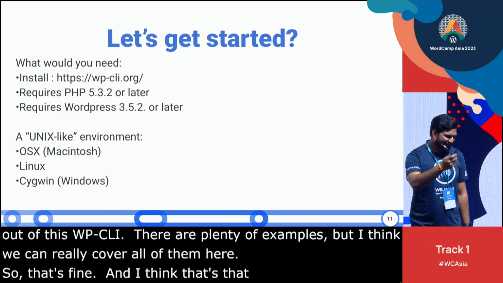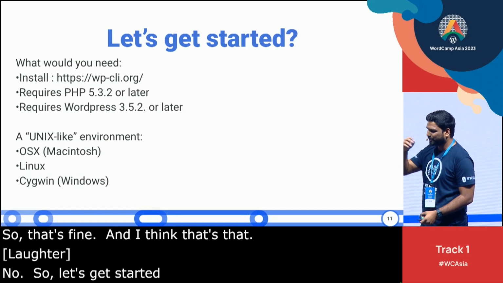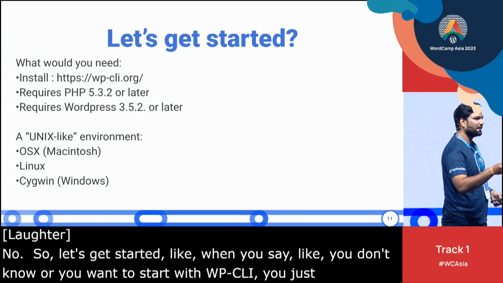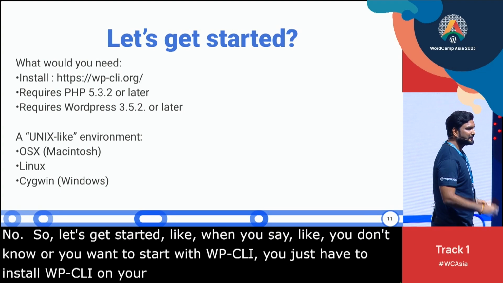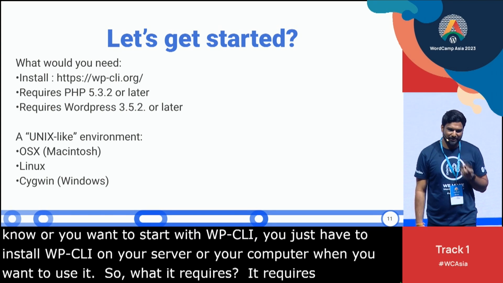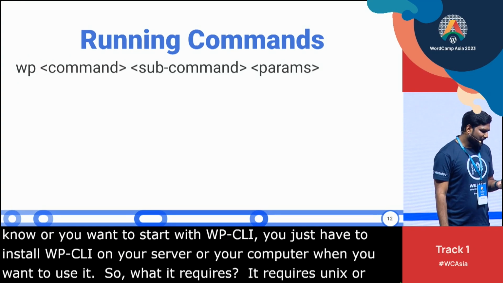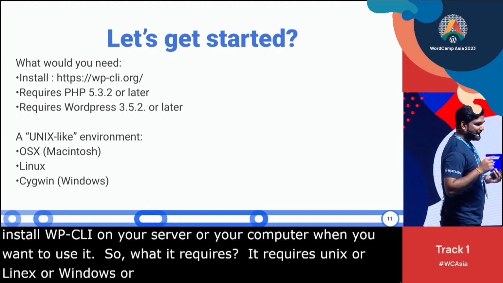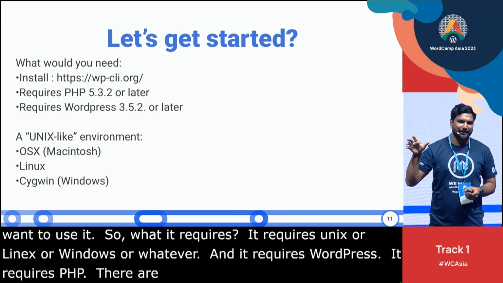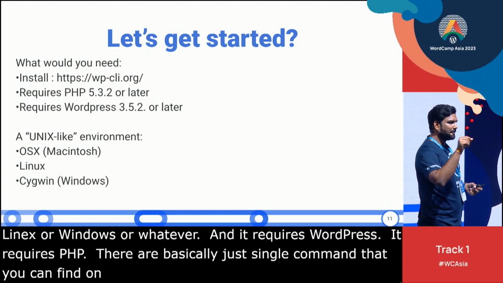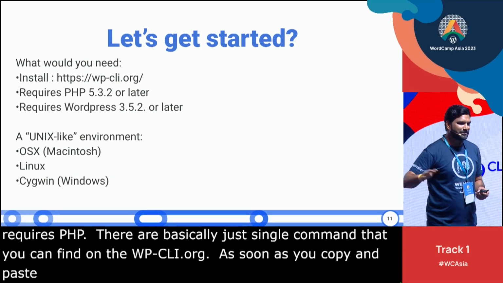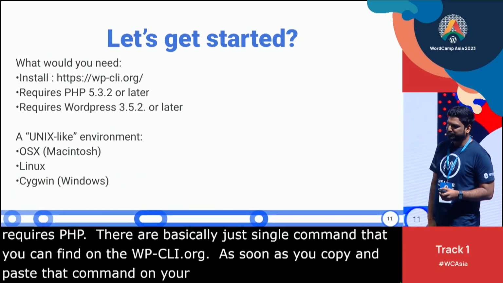So let's get started. When you want to start with WP-CLI, you just have to install WP-CLI on your server or your computer when you want to use it. It requires a Unix-like environment, Linux, or Windows, or whatever. It requires WordPress and PHP. There is basically just a single command that you can find on wpcli.org. Just one single wget command, and as soon as you copy and paste that command in your command line, it will just get installed. You don't need to do anything else. It's that easy.